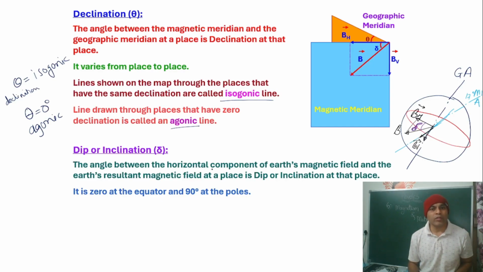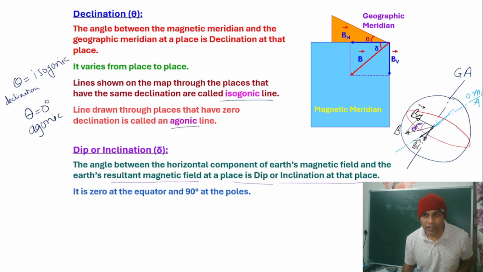So the angle between the horizontal component of Earth's magnetic field and the Earth's resultant magnetic field at a place is dip or inclination at a place. So that is theta. That is inclination or dip. It is 0 at the equator and 90 degree at the poles. So this resultant at this position is 0.